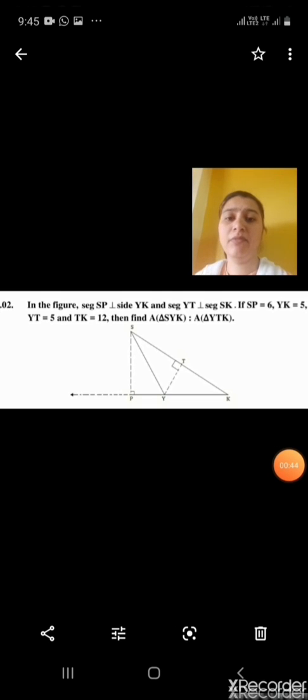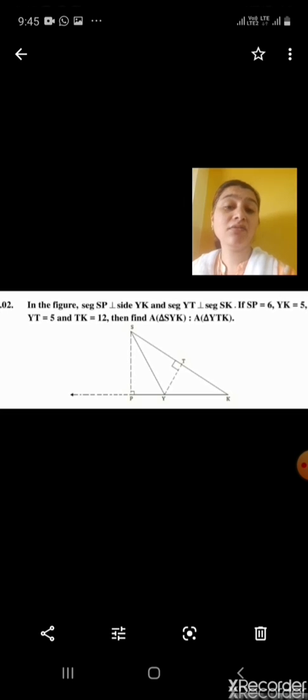Second one. In the figure, SP is the height of the bigger triangle and YT is the height of the smaller triangle. Now I gave you a hint how to solve this sum. You have to find the values of both the areas of the triangles. Don't write the variables and k. The final answer must be in the form of values.